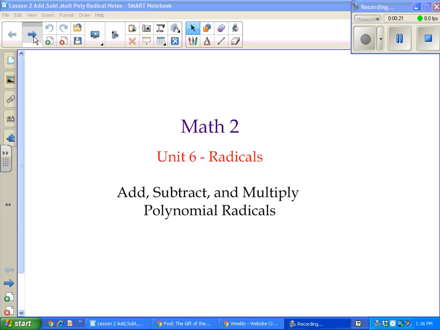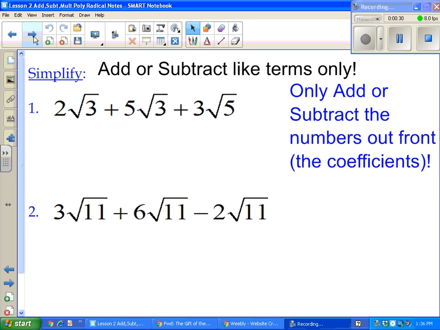What we want to do is look at the first page of notes. I guess the smartboard will catch up in just a second. We're going to add and subtract radicals. What I mean is we're going to add and subtract the numbers in front.